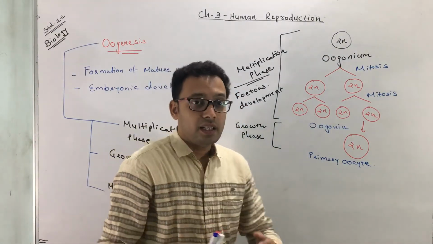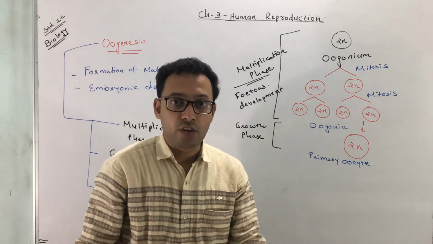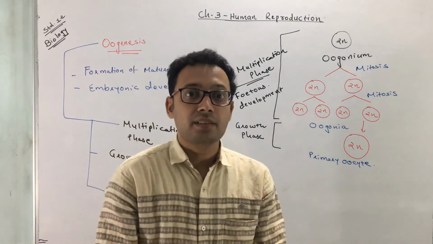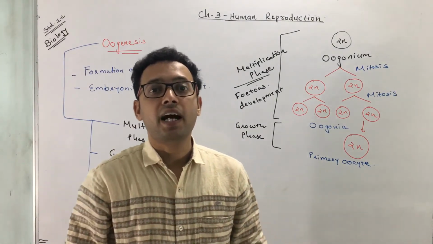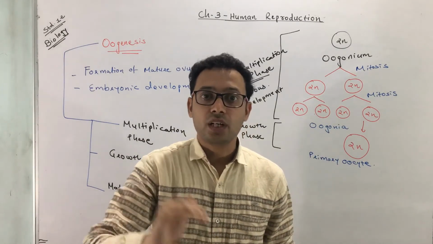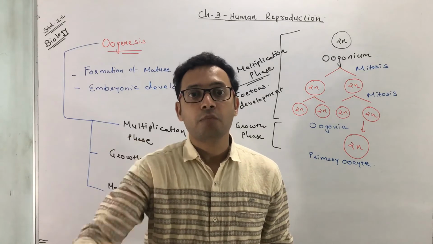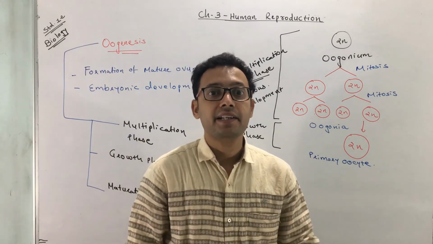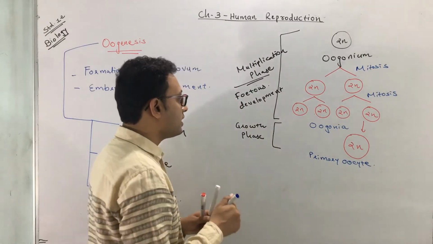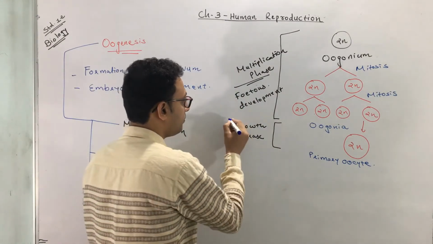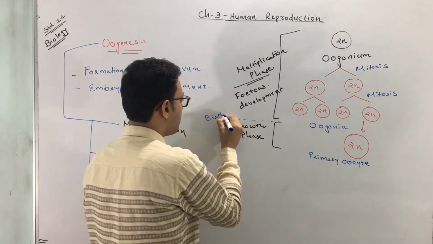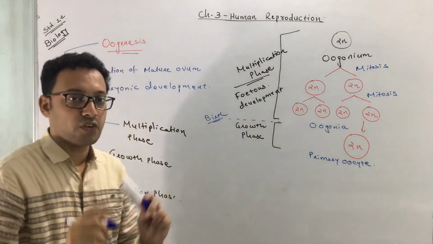Remember one thing: the oogonia formation occurs during fetal development. After birth, no more oogonia are added. Whatever the number of oogonia that have been formed, no extra oogonia are added after birth. Whatever the numbers formed, that remains as such. Now here is a condition called birth. After birth, there is no formation.